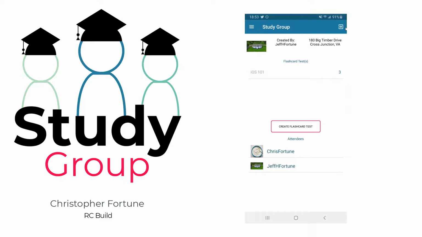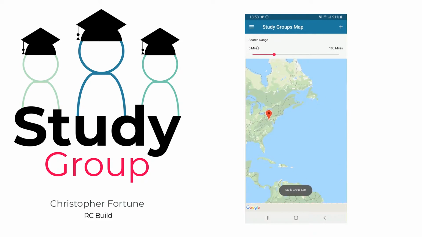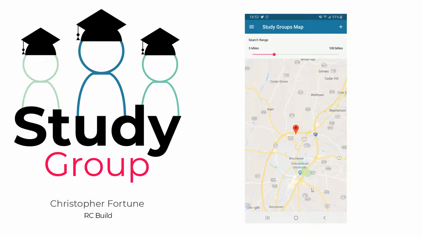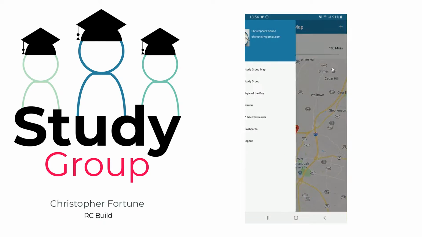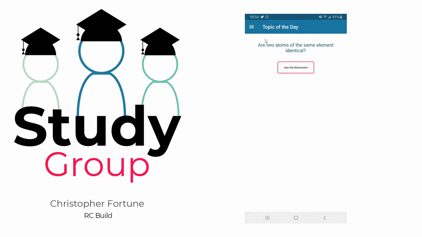Now, say if I wanted to leave this study group, I can choose to do so by clicking here and determining that I would like to leave this study group. And we are now no longer part of that study group. Okay, so moving on. Down here, the topic of the day, click on here.